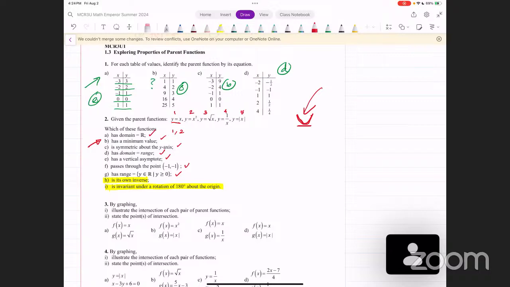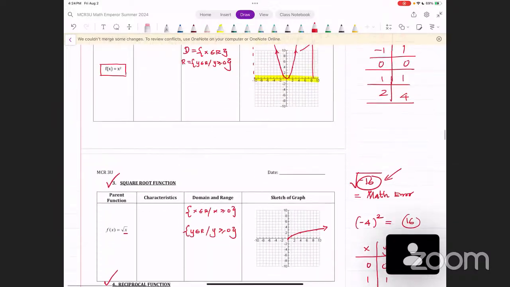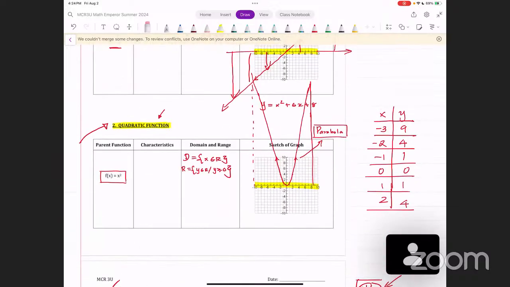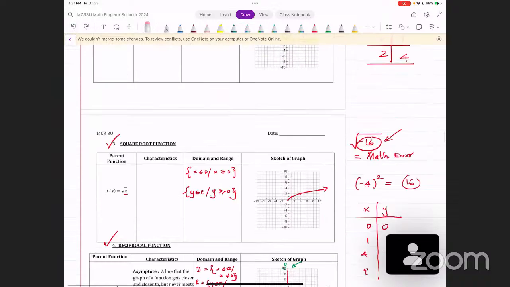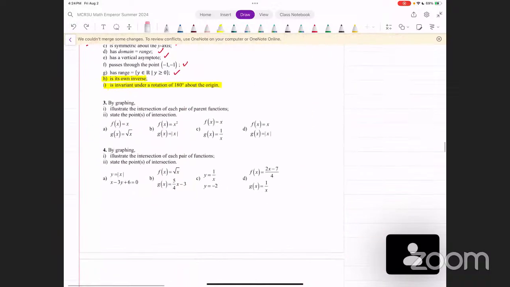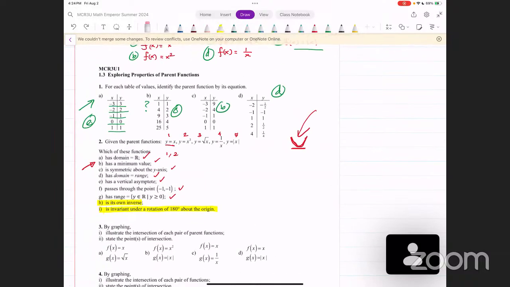So this is very important to just visualize it. So going back, you see that this one has a minimum value, isn't it? Oh yeah, the quadratic one. The quadratic one has a minimum value. Okay, so that is going to be y is equal to x squared. All right.